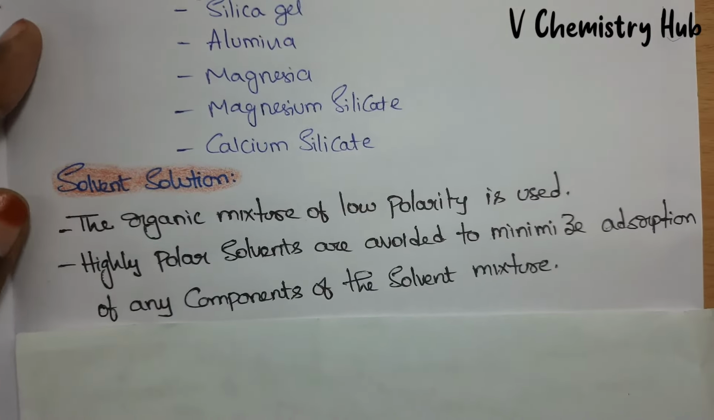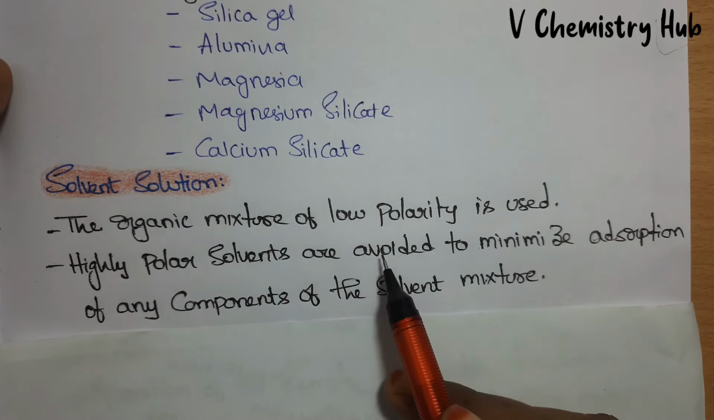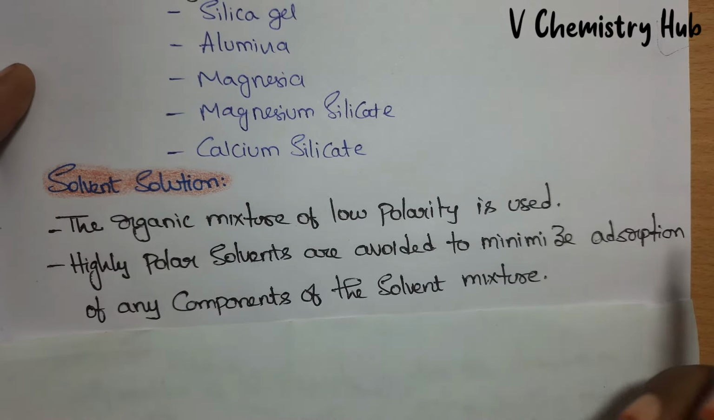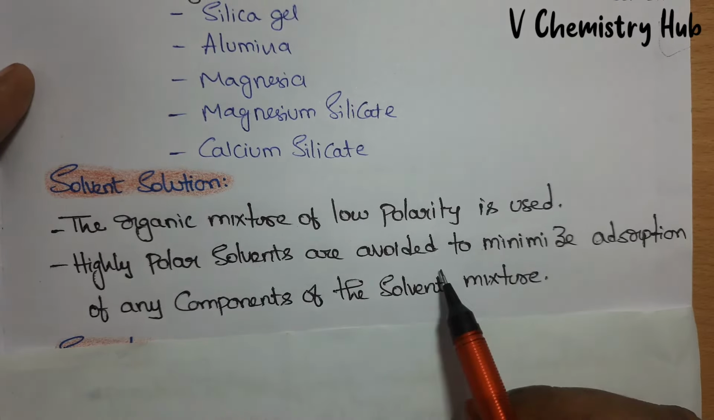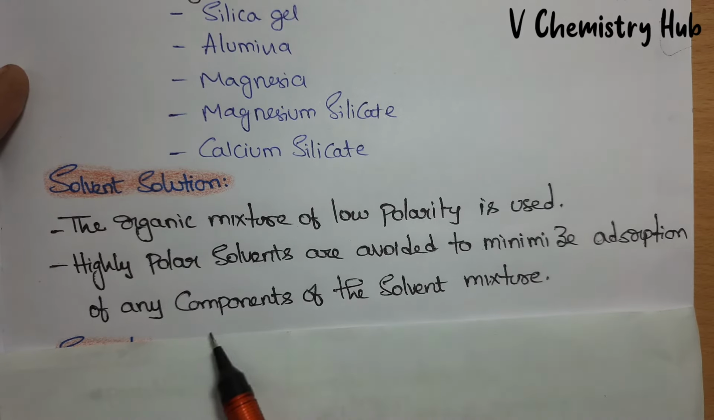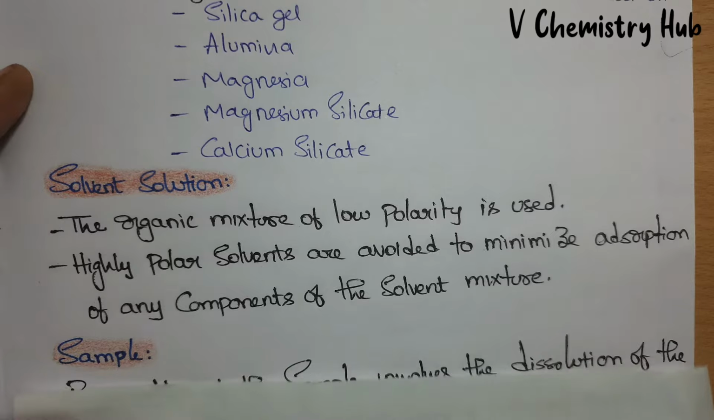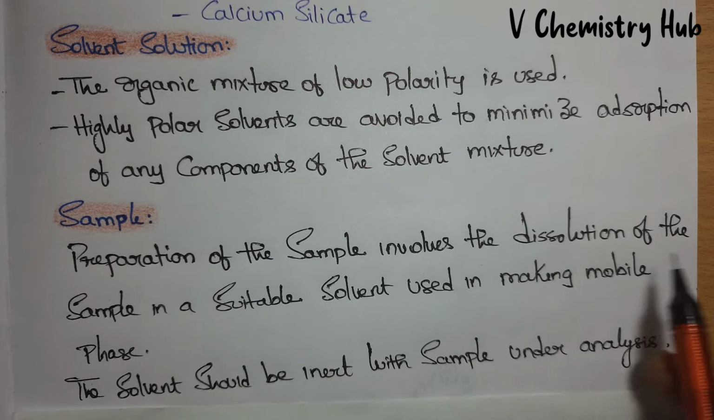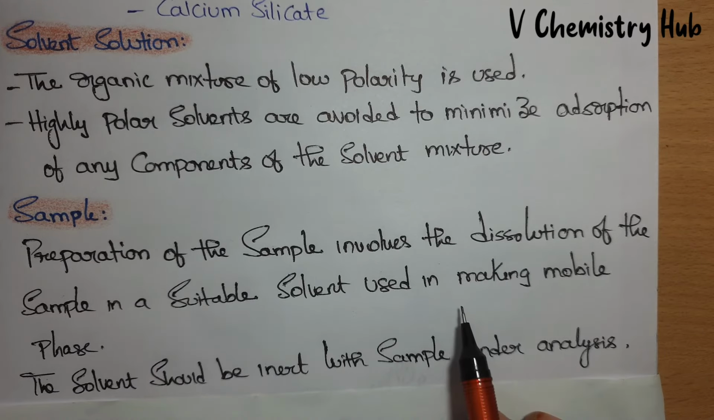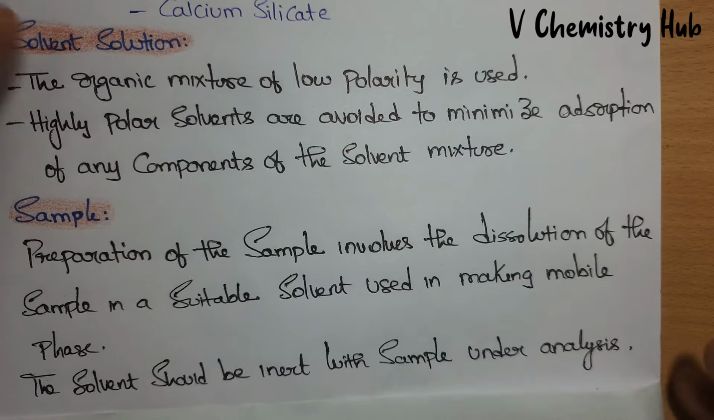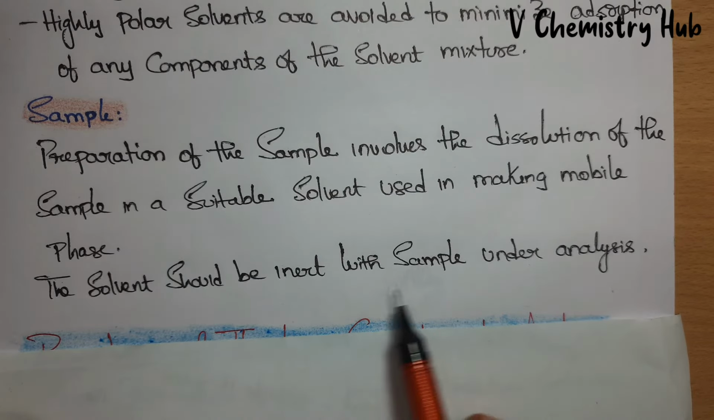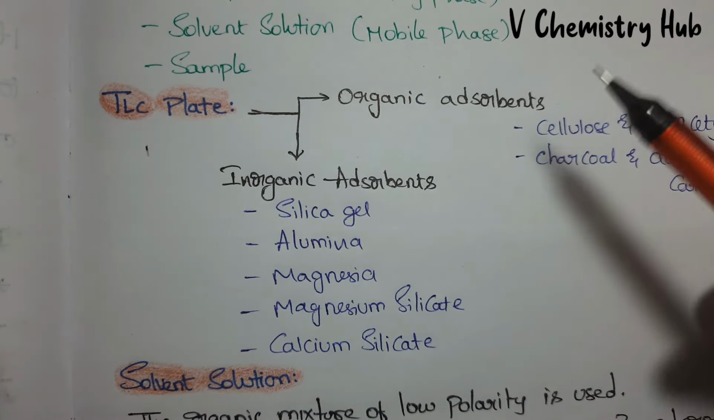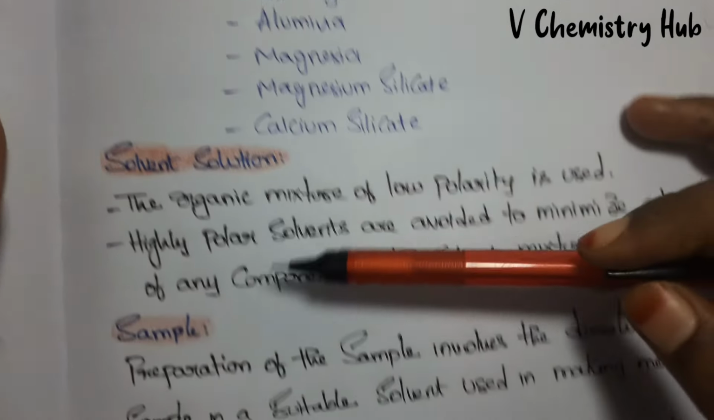Now coming to the solvent solution, an organic mixture of lower polarity is used. That means low polarity is taken and highly polar solvents are avoided to minimize the adsorption of any components of the solvent mixture. Now coming to the sample, the preparation of the sample involves dissolving the sample in a suitable solvent used in making a mobile phase, and the solvent should be inert with the sample under analysis. So these are the three main components in TLC: TLC plate, solvent solution and sample.